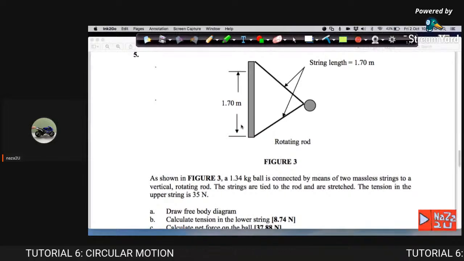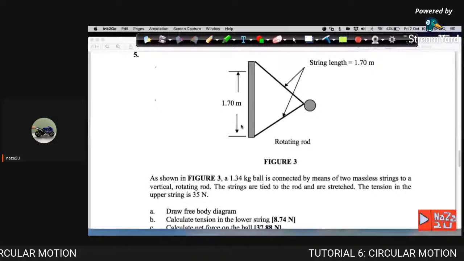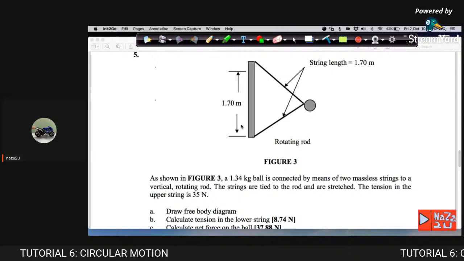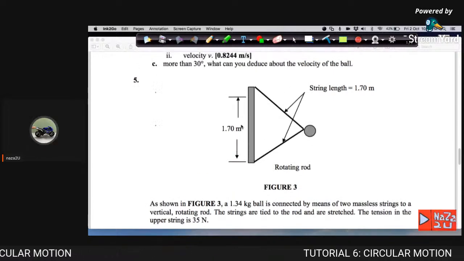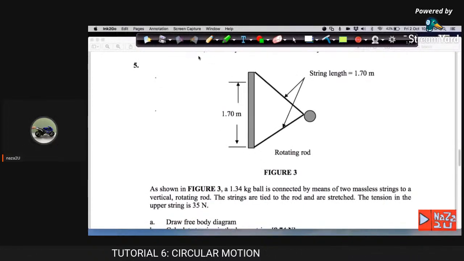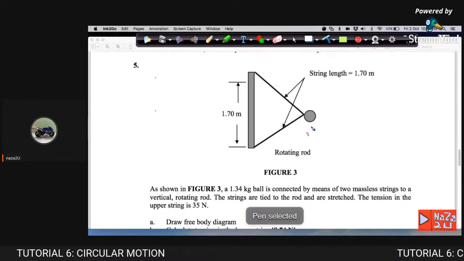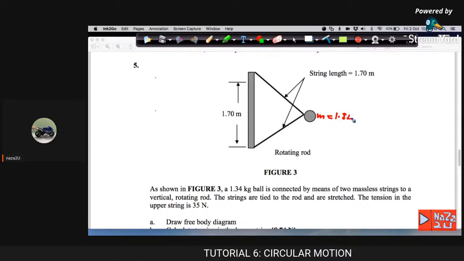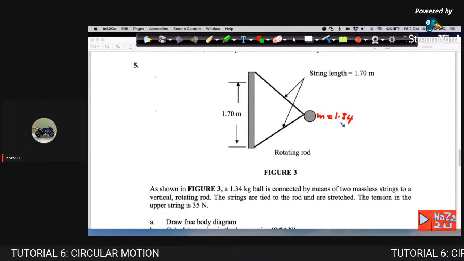Okay, continue to question number 5. If you look at figure 3, the mass of the ball is 1.34, right? 1.34.